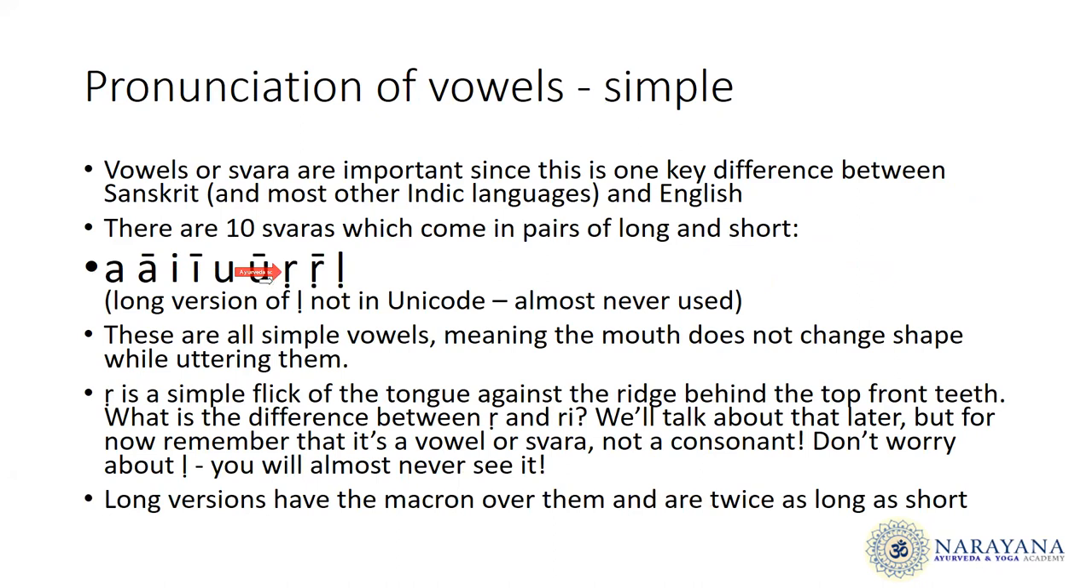Ri is actually a vowel. It is not a combination. It's a simple flick of the tongue against the alveolar ridge. It's that ridge behind the top front teeth. Now, is there a difference between ri and putting ra and i together? There actually is. We'll talk about it later. For now, just remember that this is actually a vowel or swara. It's not a consonant. And don't worry about the long ri. You'll almost never see it. I really practically guarantee you can go through.